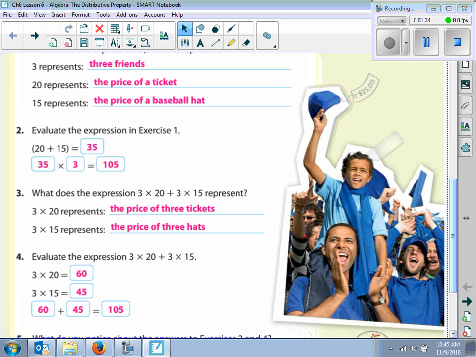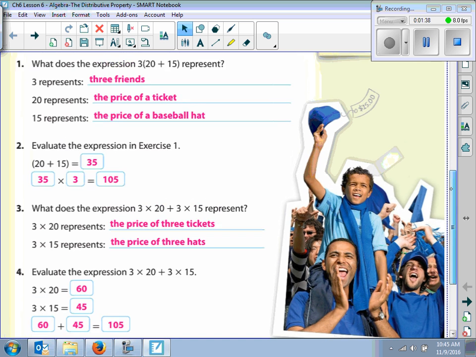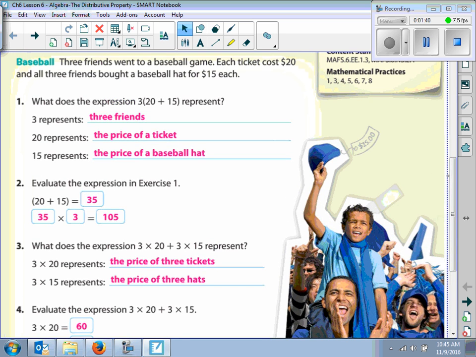Let me go back up to this. We can say 3 friends bought 3 tickets, right? How much were the tickets? $20, right? So how much did that cost? $60. So we did 3 times 20, that gives me 60. Is everybody with me?